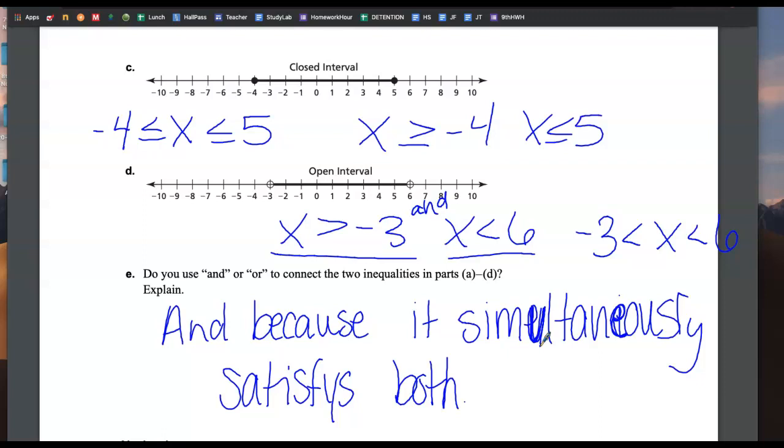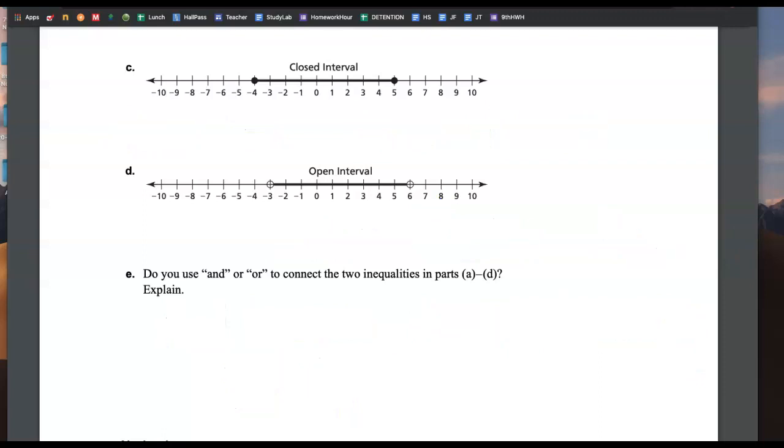It satisfies both. So at the same time, x is greater than this number and it is less than that number. Questions about that? No. Okay. So then the next set.